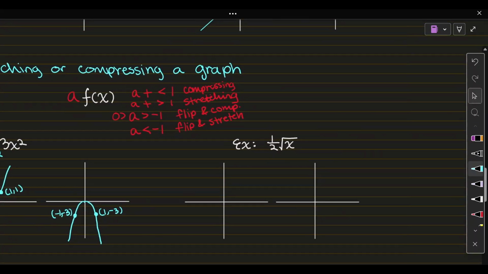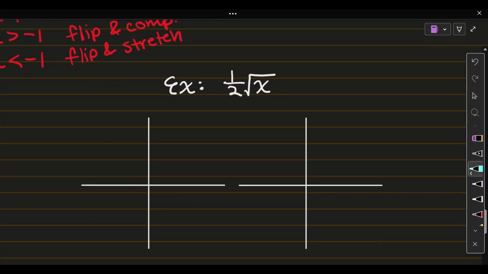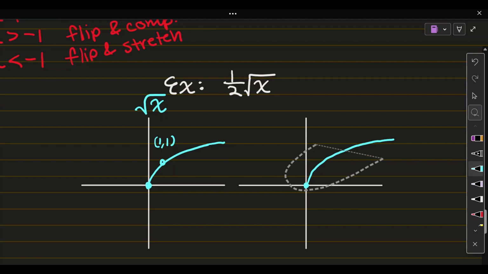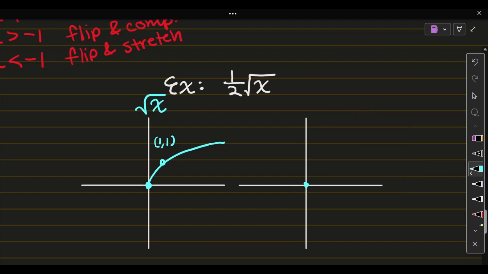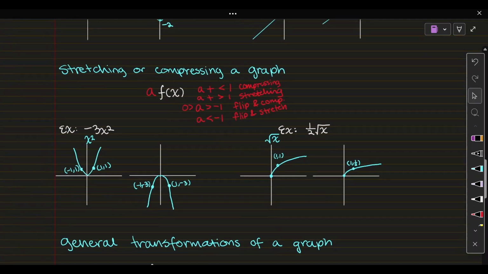Okay. Let's look at 1/2 the square root of x. So our parent curve is the square root of x, so it looks like that. It passes through the point 1, 1. And what I'm doing is, I'm positive, so I don't flip, but I do compress because it's less than 1. So I'm compressing by a factor of 2. So I just compress it by a factor of a half. It's about half as tall. So I'll have the point 1, 1/2. Okay, so I just compress it by a factor of 2.